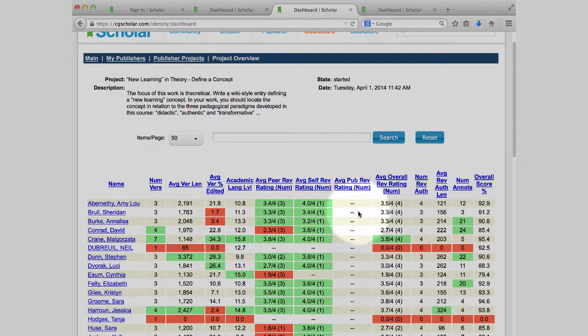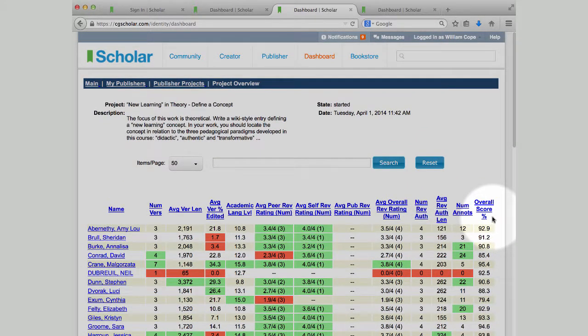Publisher review, as it turns out, I didn't do any reviews in this space. I was the publisher, but it would have been possible for me to do that. Average review rating overall, number of reviews authored, average review length. Some people are writing hundreds of words in reviews for other people's works. Number of annotations they did, and an overall score based on a whole lot of metrics. Now, what this means is we're just providing a whole lot of data because we've kept all the material as structured data, and we can then present that back to the teacher or publisher at any one time.